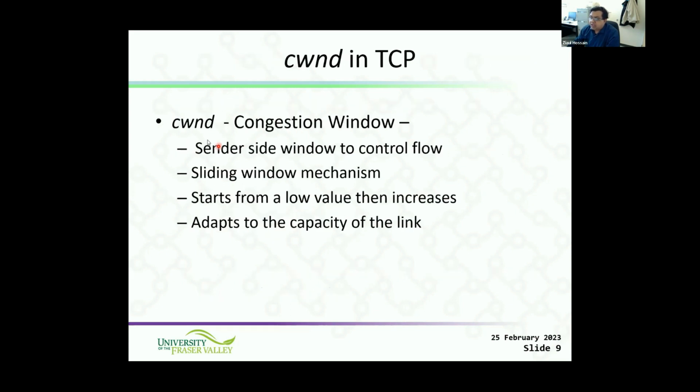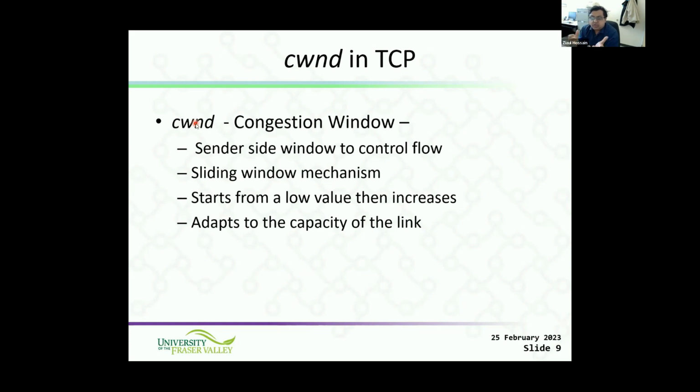Now, in TCP, we have a variable called the congestion window, or CWND. This congestion window is very important because it tells you how much data you can transmit from one computer to another computer. If the value of the congestion window is large, you can send a lot of data. If the value is small, the data rate is very small.